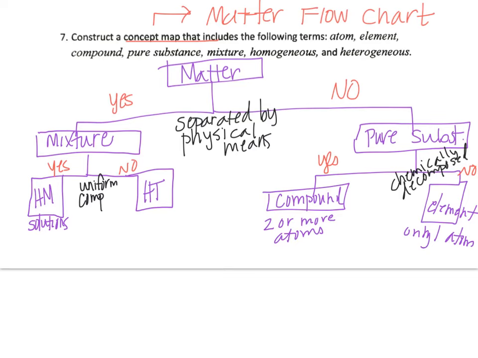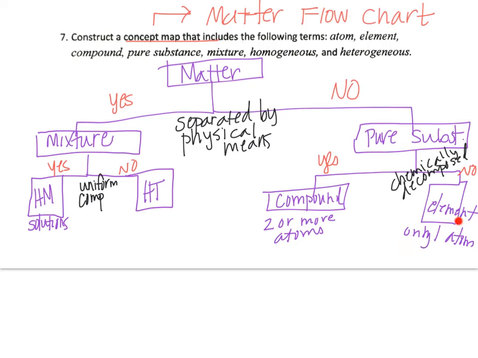If the answer to the question of separated by physical means was no, then we go over here and we say we have a pure substance. And then, of course, we ask ourselves after that, can it be chemically decomposed? If the answer is yes, we know we have a compound. Remember, a compound is made up of 2 or more atoms from the elements that are chemically combined. If the answer to chemically decomposed was no, then we know we have an element. And remember, an element is only one kind of atom.